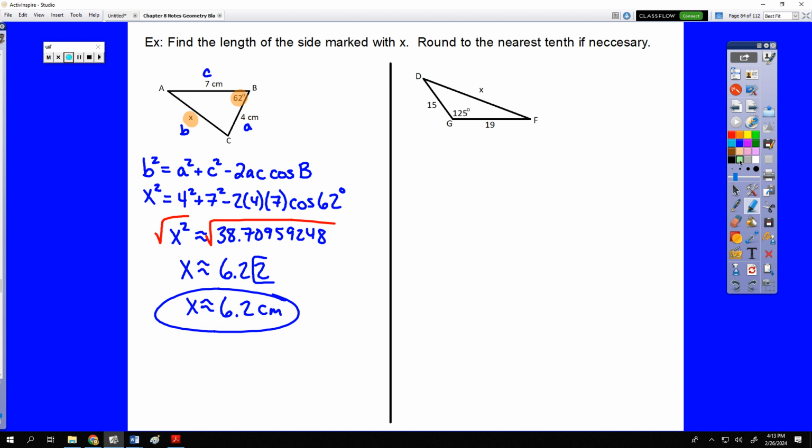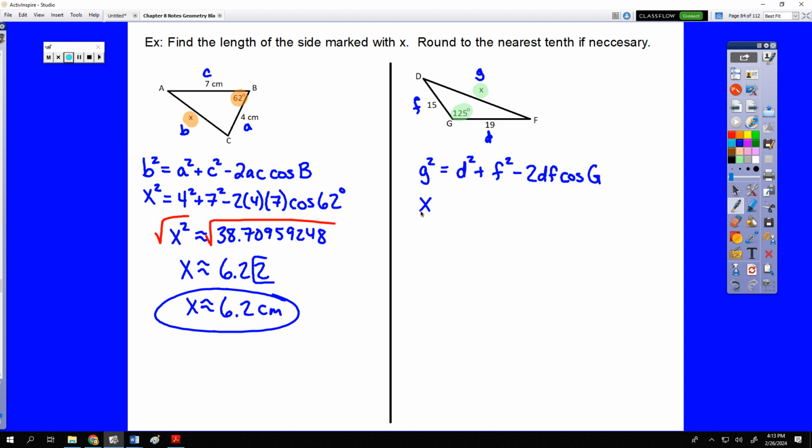Now, another place where people tend to run into problems is when it's not A, B, and C. That doesn't matter. It just means we're using different letters. We're still going to make sure that the letter that is opposite the angle that we know, which in this case is angle G, is by itself. So our equation would be little g squared equals little d squared plus little f squared minus 2 times little d times little f times the cosine of angle G. If that bothers you, just change D, G, and F to A, B, and C and use one of the ones in your assignment, but you shouldn't need to. It's the same equation every time.